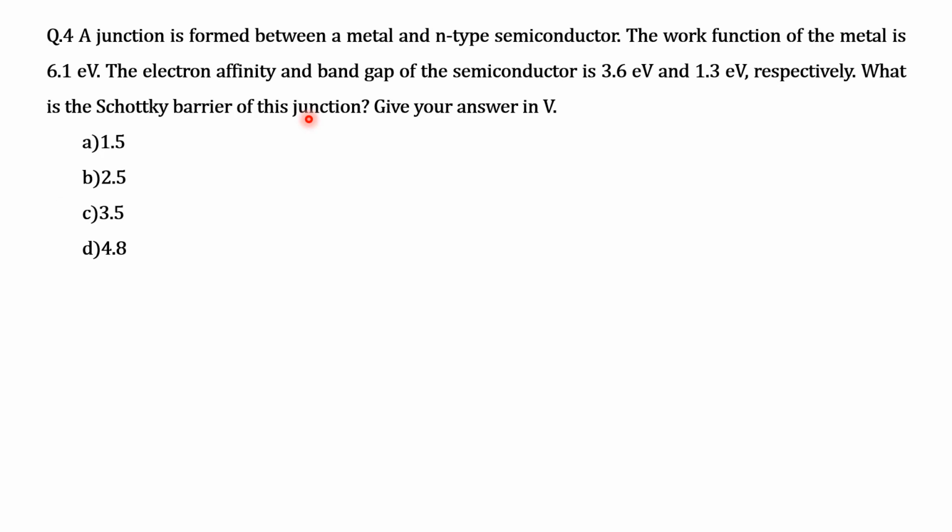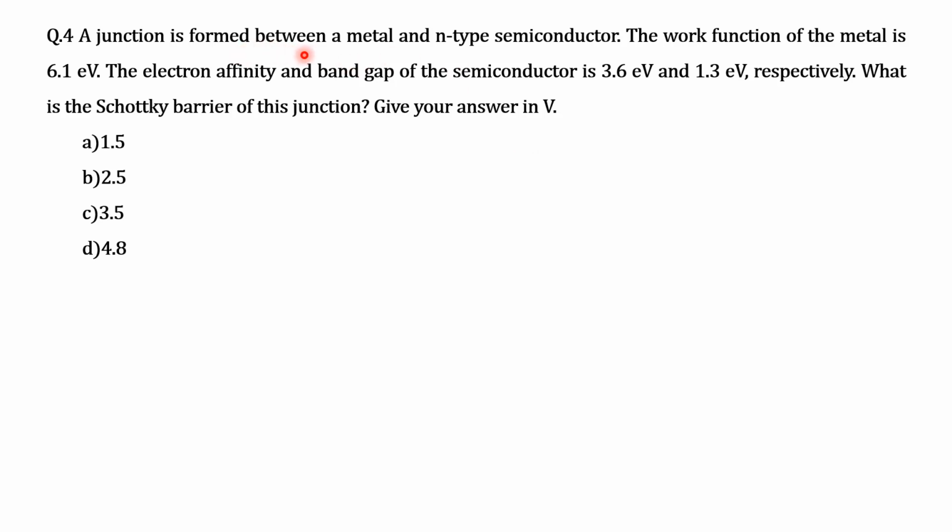A junction is formed between a metal and an N-type semiconductor. The work function of the metal is 6.1 electron volt. Electron affinity and band gap is given as 3.6 electron volt and 1.3 electron volt respectively. What is the Schottky barrier of this junction? So give your answer in volt. This is very similar to question number 2, I think, that we have just solved. So this is actually a practice question for you.